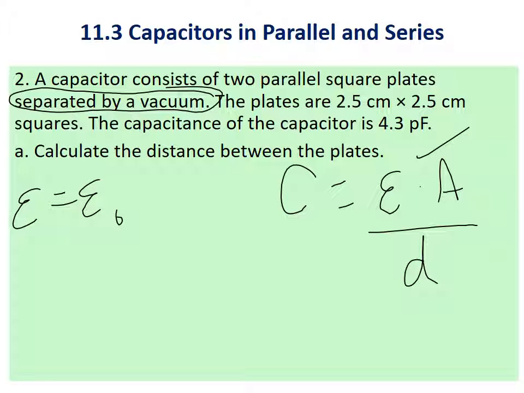We need to convert these two from centimeters to meters. 2.5 e negative 2 times 2.5 e negative 2. The capacitance is 4.3 picofarad. What is pico? And you should be able to calculate the distance.